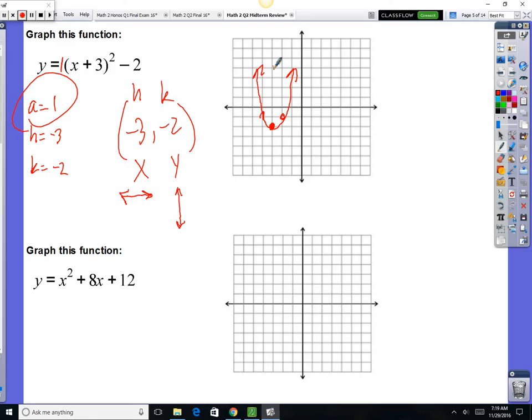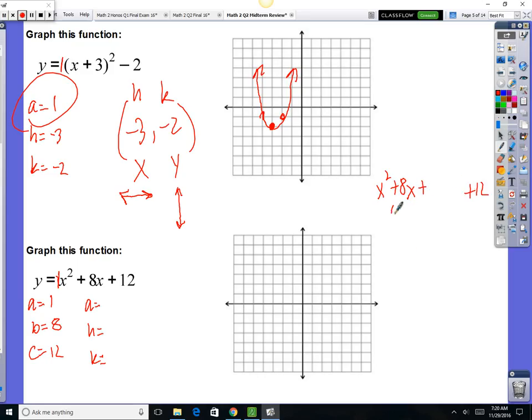So let's do the same thing. Graph the function x squared plus 8x plus 12. Now this one's tricky because they gave you a, b, c. A is 1, b is 8, c is 12. So I really want a, h, k, because a, h, k is super easy. So here we go. You're going to go x squared plus 8x, scoot the 12 over.